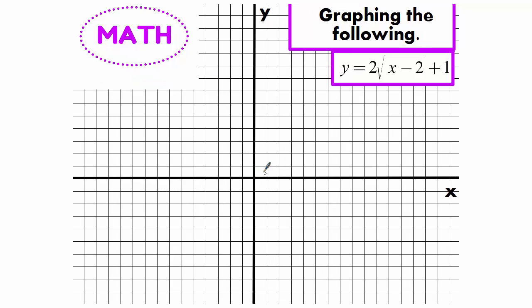So I'm going to plot my first one, which was at 2, 1. My next point was at 3, 3. And then my last one was at 1, 2, 3, 4, 5, 6. 1, 2, 3, 4, 5. And since it's even, remember this is my endpoint. So then I draw a curve through those points.